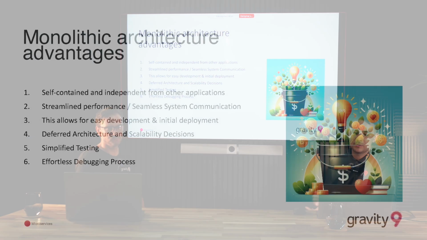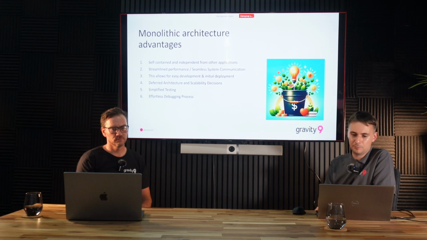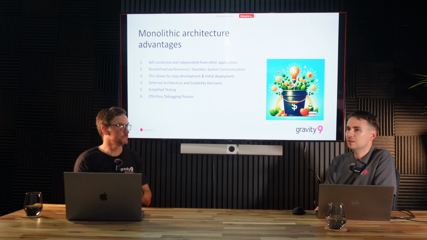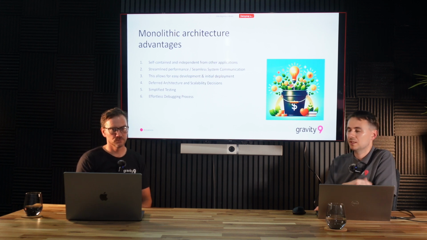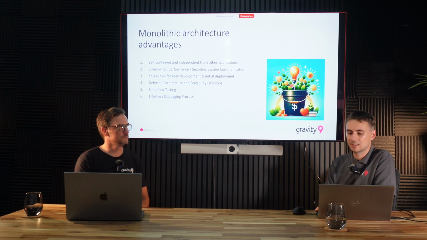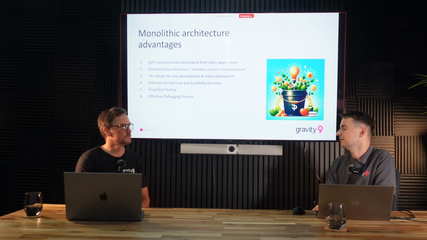Okay, so also the collaborative development and simplified deployment. This is point number 3. Monolithic architecture allows multiple developers to work together easily on the same system. New team members joining only need to understand one code base at the beginning, which speeds up onboarding. It's simpler. Even when I was joining my current project, when I was joining Gravity 9, right?